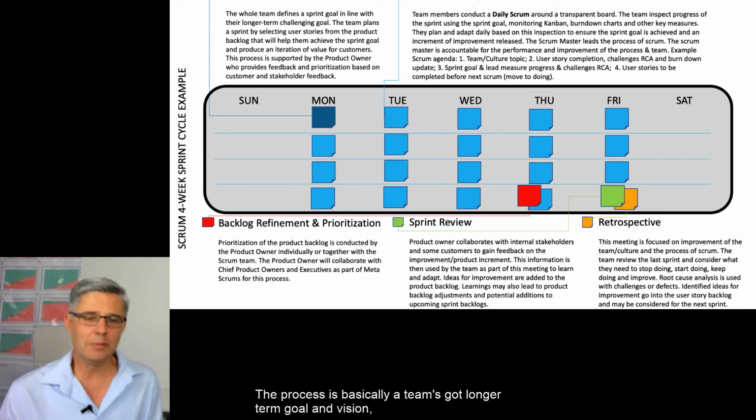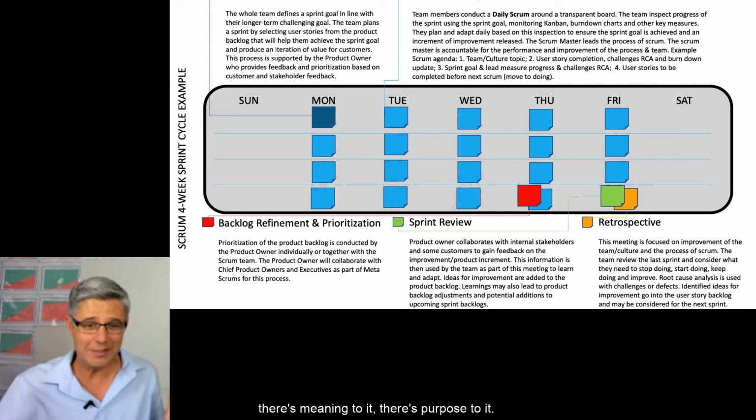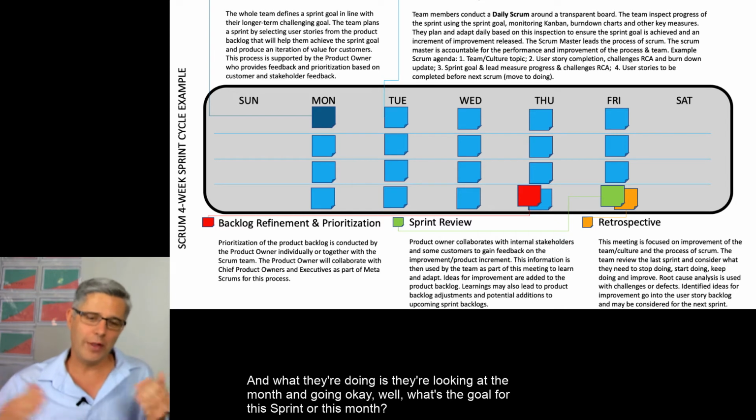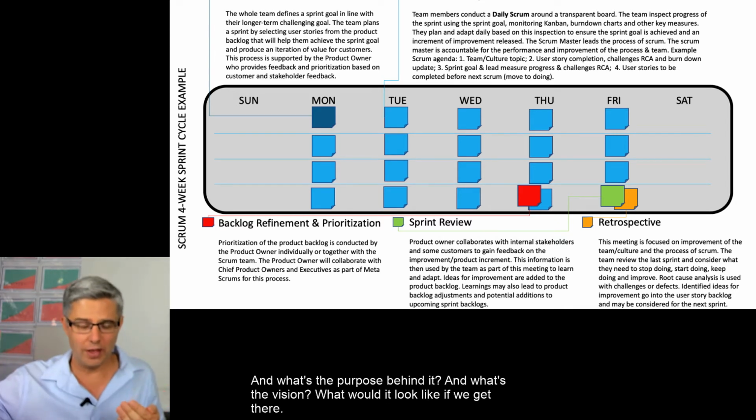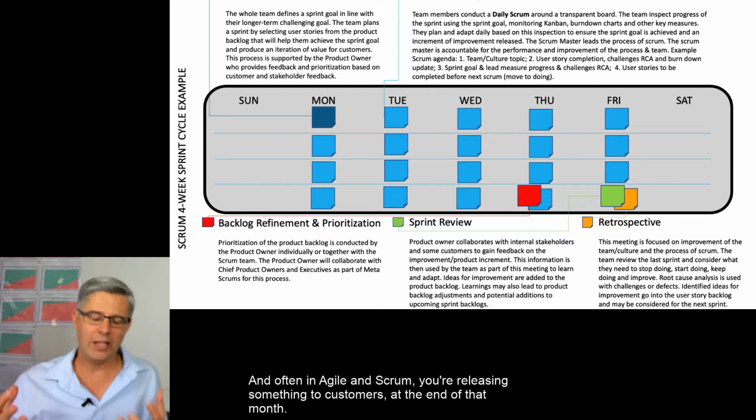The process is basically a team's got a longer term goal and vision, there's meaning to it, there's purpose to it. And what they're doing is they're looking at the month and going, okay, well, what's the goal for this sprint or this month? And what's the purpose behind it? And what's the vision? What would it look like if we get there? And often in Agile and Scrum, you're releasing something to customers at the end of that month.